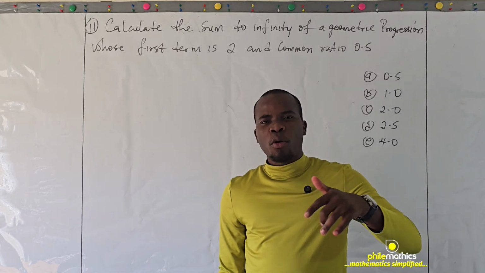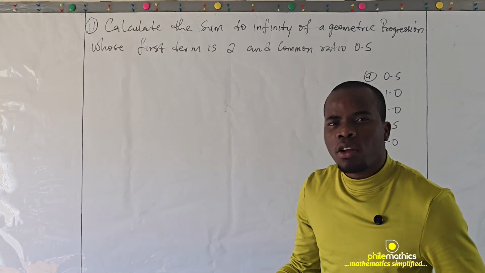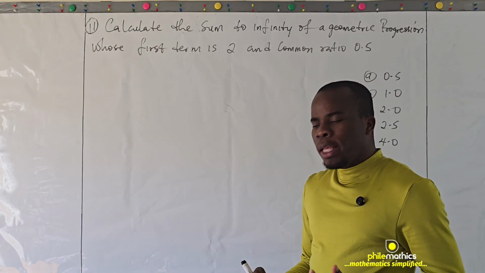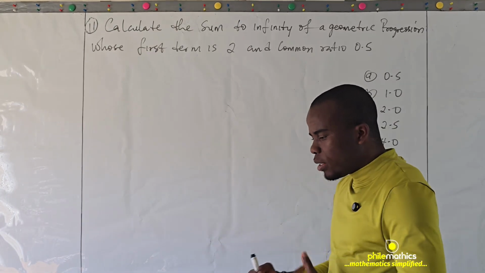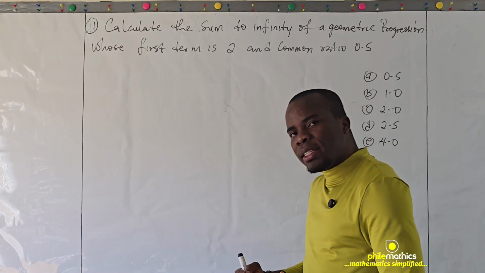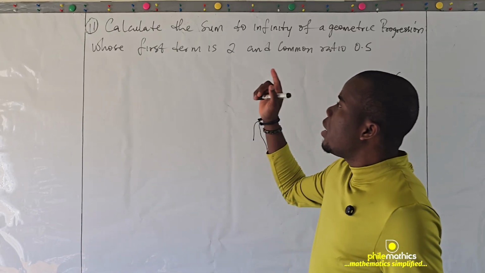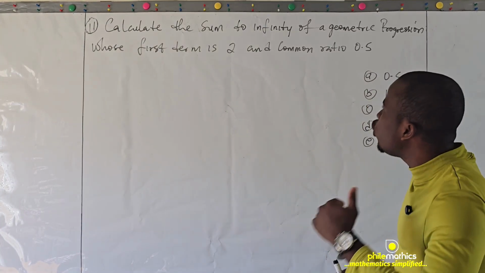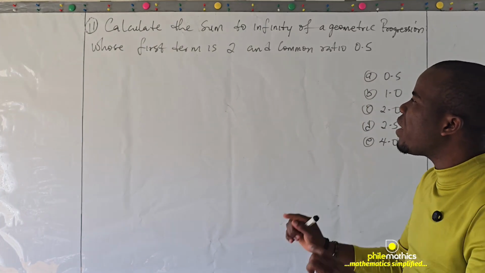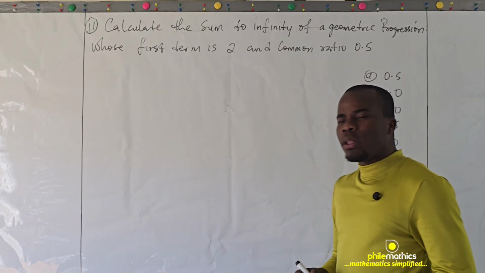The 11th problem of NECO 2025 is on sum to infinity of a geometric progression. Remember, a geometric progression is a sequence of numbers that increases or decreases by a common ratio, which is a multiplicative effect. The question says, calculate the sum to infinity of a geometric progression whose first term is 2 and the common ratio is 0.5.